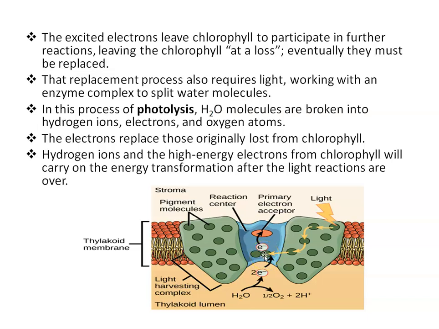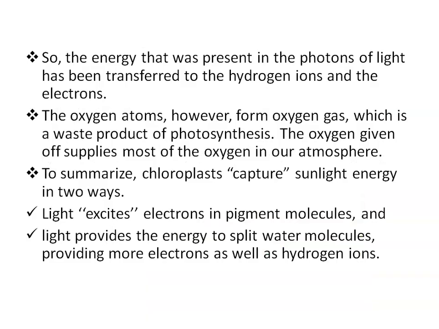Hydrogen ions and high energy electrons from chlorophyll will carry on the energy transformation after the light reactions are over, right? So the energy that was present in the photons of light has been transferred to the hydrogen ions and the electrons, right? Oxygen atoms, however, form oxygen gas, which is a waste product of photosynthesis. The oxygen given off supplies most of the oxygen in our atmosphere.